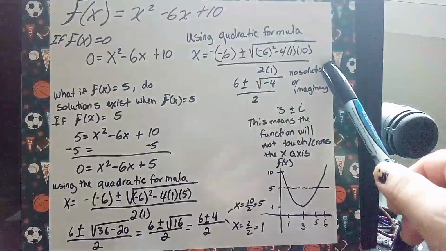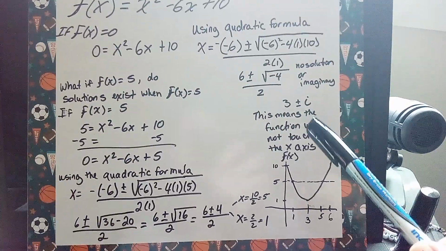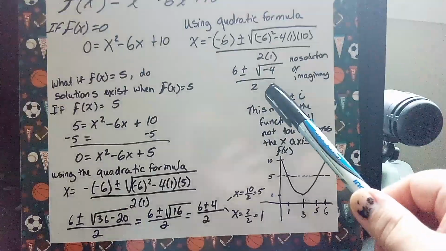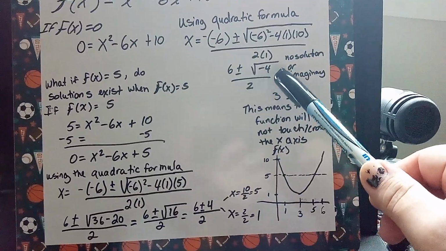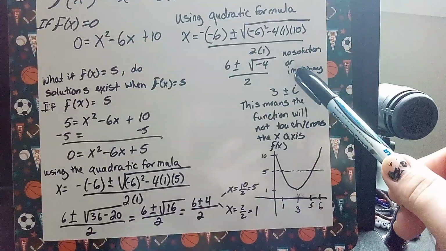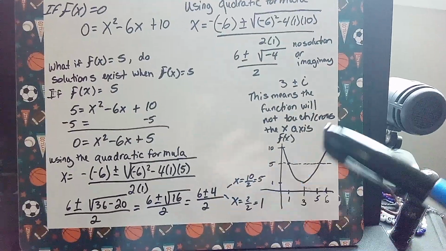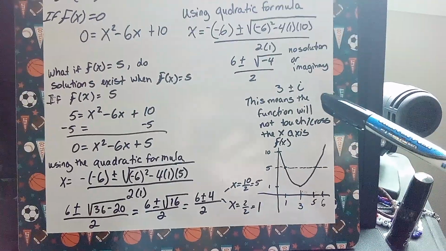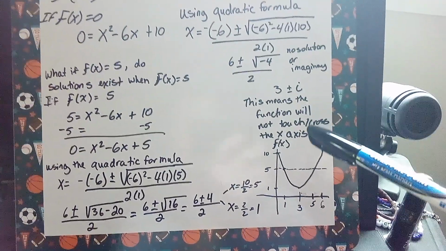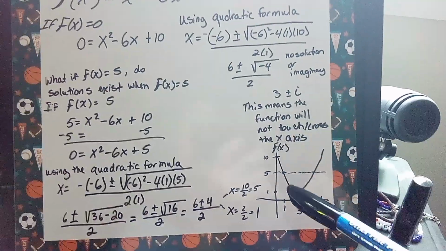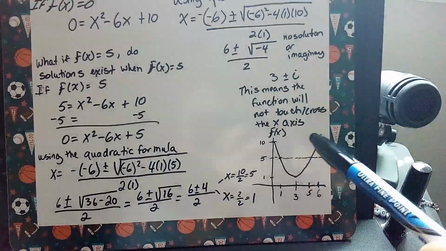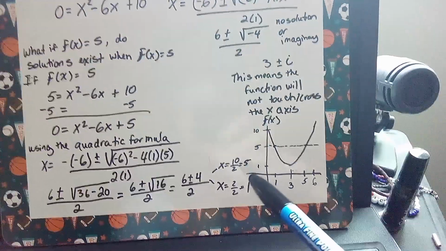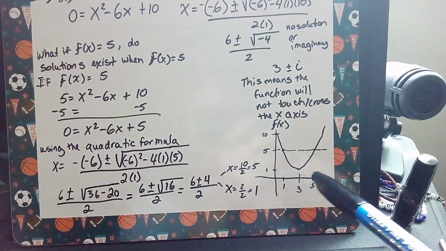When we substitute into the quadratic formula, we end up with a negative in the square root. If you are in Algebra 1, you will say there is no solution, or if you are in Algebra 2, you could say that the solution is imaginary. This just means that the function will not touch the x-axis. If you were to graph this function, you will notice that it never touches or crosses the x-axis.